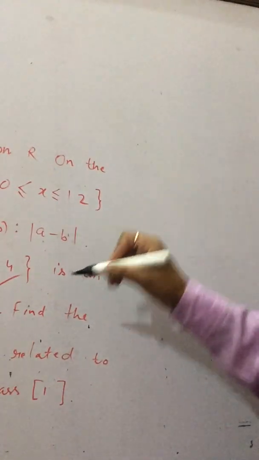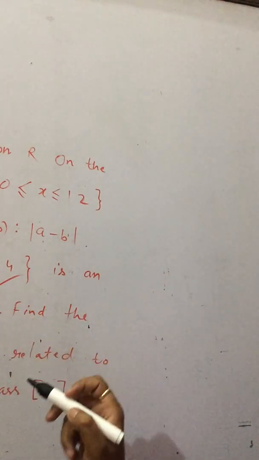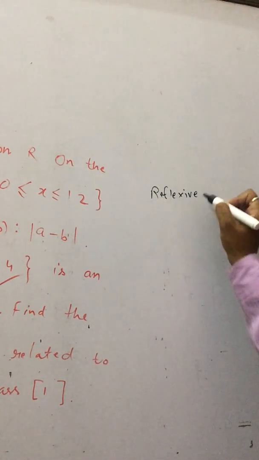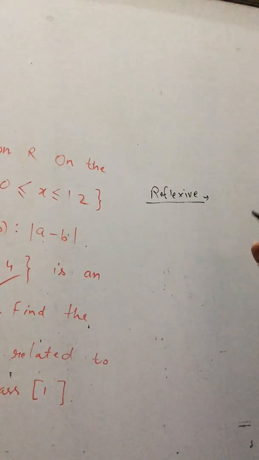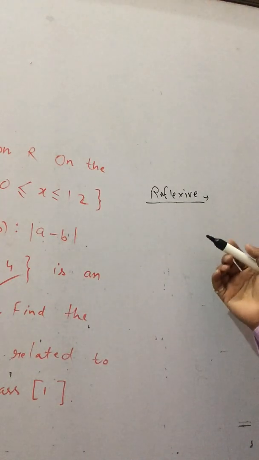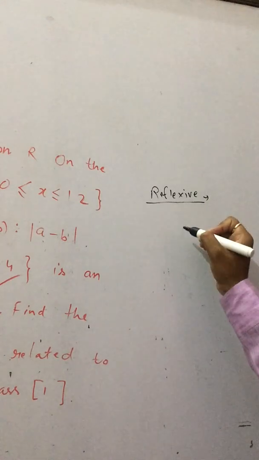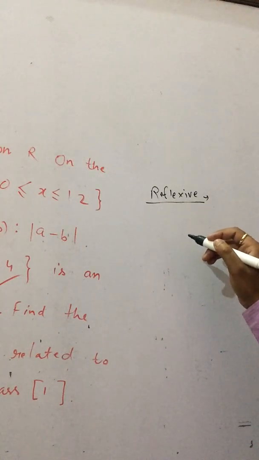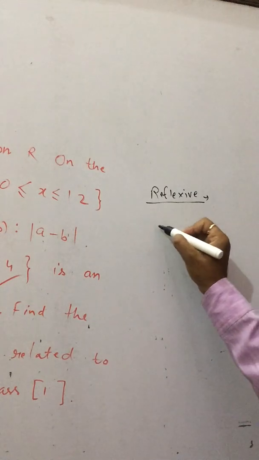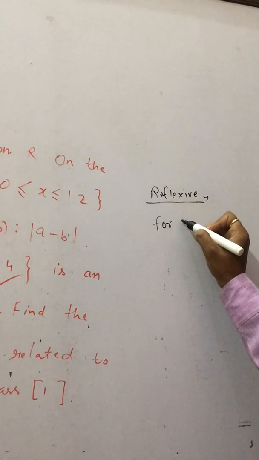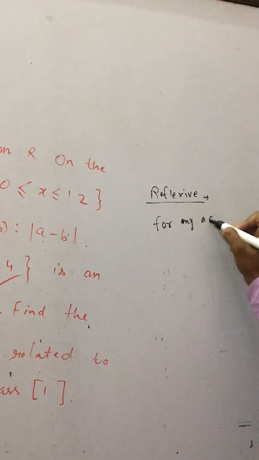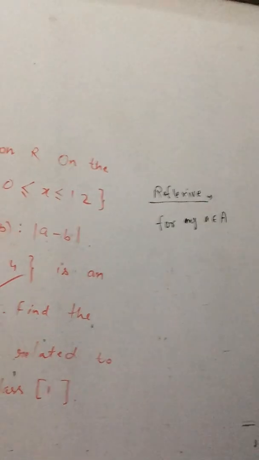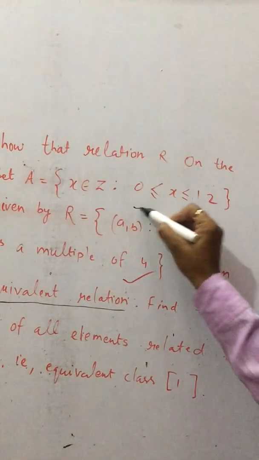If you want to prove an equivalence relation, we need first reflexive, second symmetric, and third transitive. So for the reflexive, you need to approach this question like this: for any a belongs to A, you know that a belongs to between 0 and 12. You have to first keep this in mind.